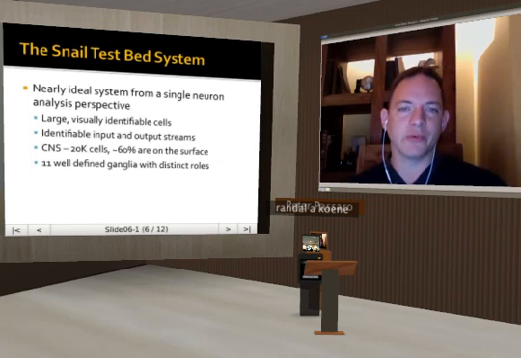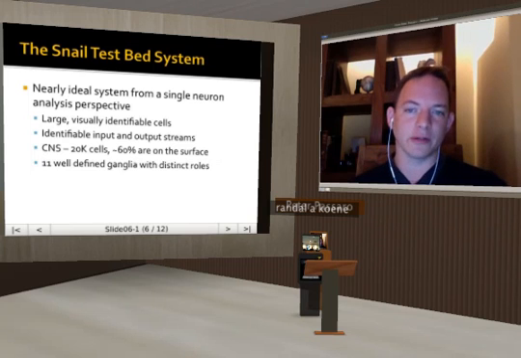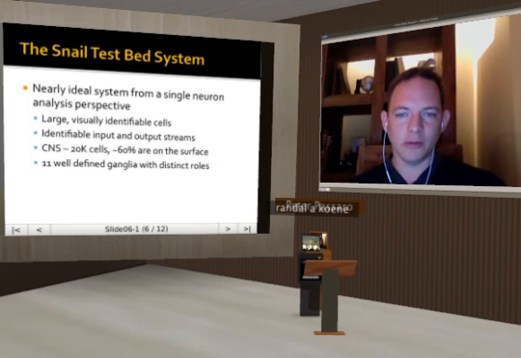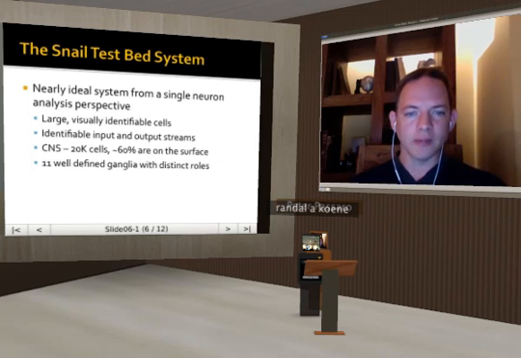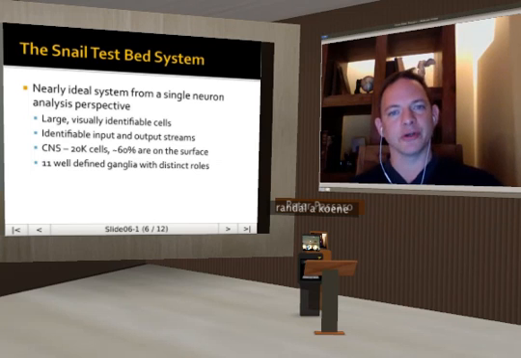So what are the advantages of working in a system like this? You have large cells, up to 150 microns in diameter. They're visually identifiable and very consistent from organism to organism. These cells tend to be in the same place and have roughly the same behavioral function in every organism. They have very identifiable input and output streams, so your sensory and motor streams are easily identifiable. You can go in and actually see the information coming into these systems, and you can see the information going back out of these systems.